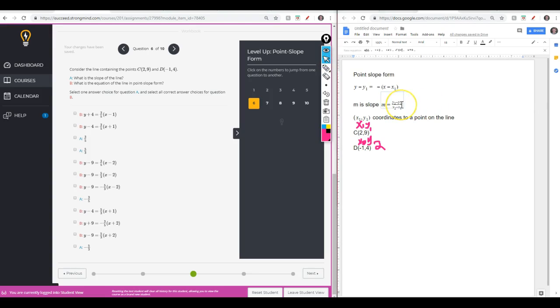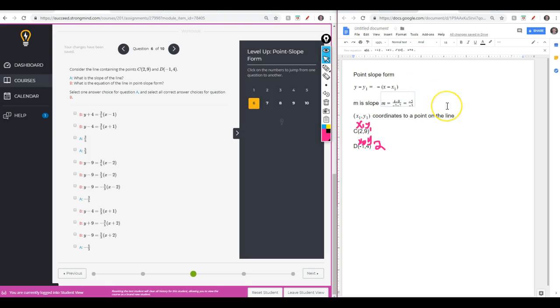So wherever y2 is, we're going to replace it with D's y coordinate, which is 4, minus y1, which is point C's y coordinate, which is 9. x2 is again our x coordinate from our second point, which is negative 1, and x1 is the x coordinate from our first point, which is 2. So then we're going to simplify this, and we're going to have 4 minus 9, which is negative 5, and negative 1 minus 2 is negative 3.